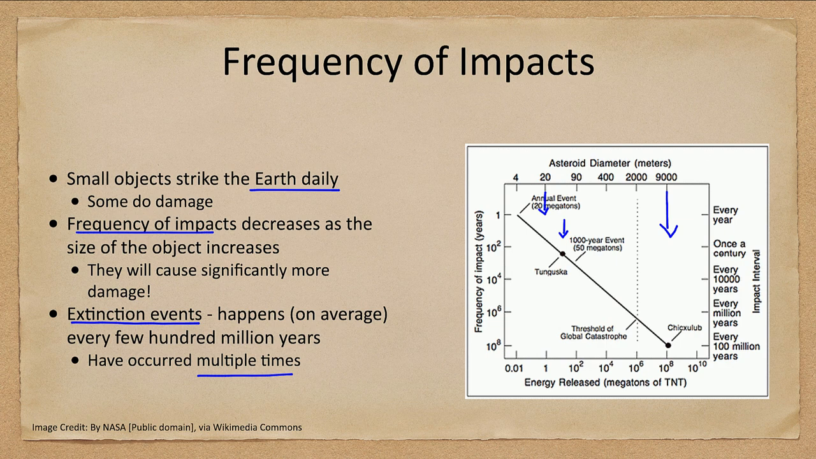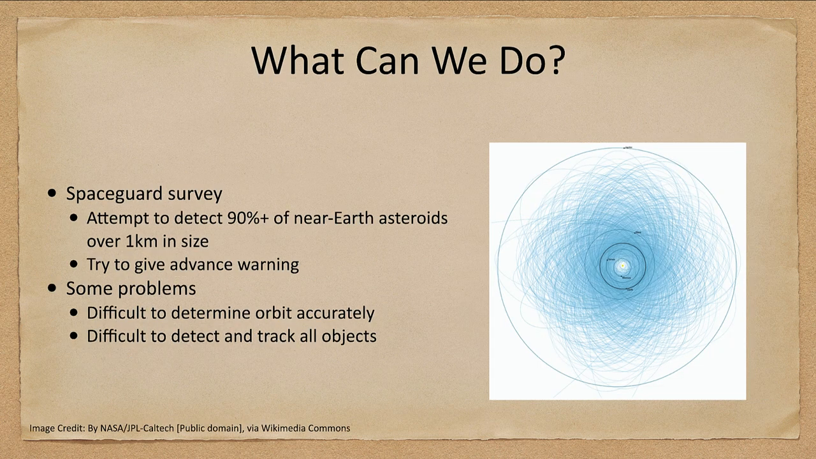So what can we do about this? What can we do to try to protect ourselves from these asteroids? There is a lot of debris in the solar system, and we've seen that many of them do cross Earth's orbit. Well, one thing we look at is the Spaceguard survey. That is an attempt to detect over 90% of near-Earth asteroids that are at least a kilometer, an attempt to give us some advance warning of an impact.